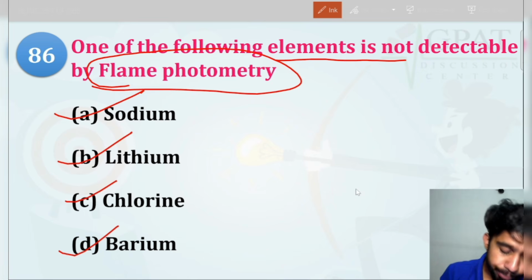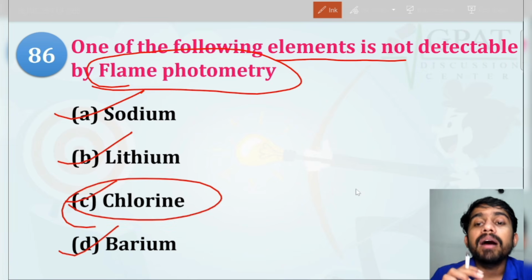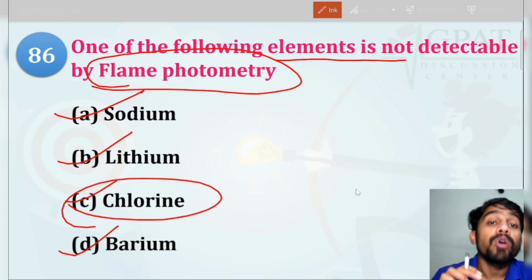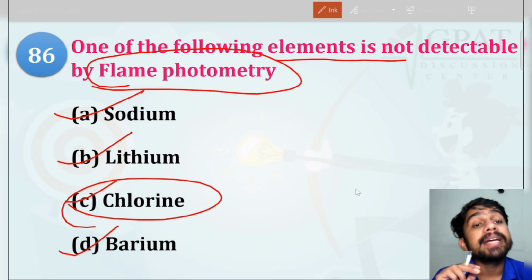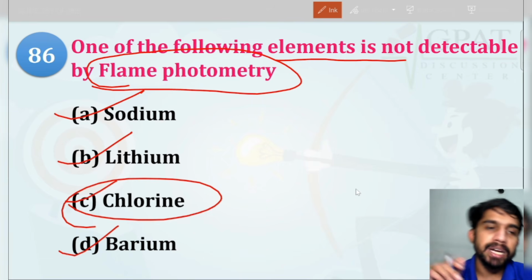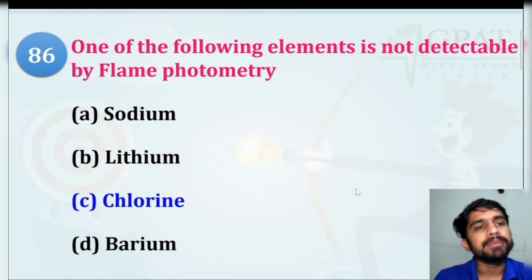So except chlorine, all are metals, and they can emit a specific visible light, a specific flame. But chlorine is a non-metal, and it requires very high excitation energy to emit UV or visible light. That is why it is not detectable in flame photometry. So the correct answer for this question will be option number C, that is chlorine.